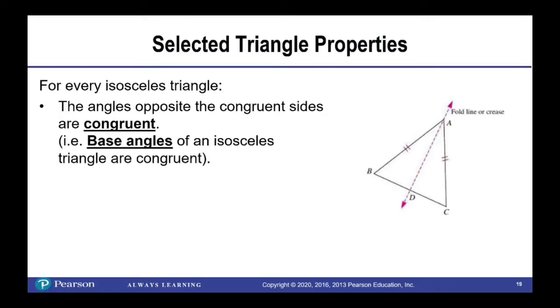So let's talk about some other properties of triangles. Specifically, we're going to look at an isosceles triangle. Now, an isosceles triangle has two sides that are the same. These two sides are called the legs, and the other side is called the base. Now, the angles opposite the legs are congruent, what we call our base angles. So here, angle B is congruent to angle C.